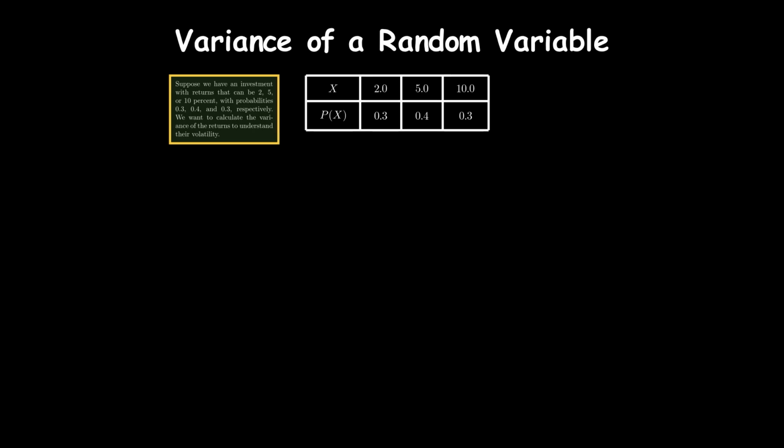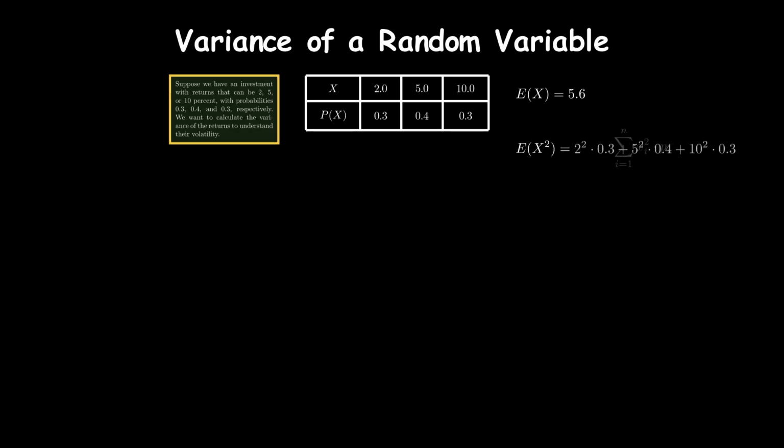Recall from the previous lectures that the expected value of a random variable is the sum of the product of the values of the random variable and their respective probabilities. Substituting the values of the random variable and their respective probabilities, we get the expected value of the random variable X as 5.6. Now let's calculate the expected value of the square of the random variable X.